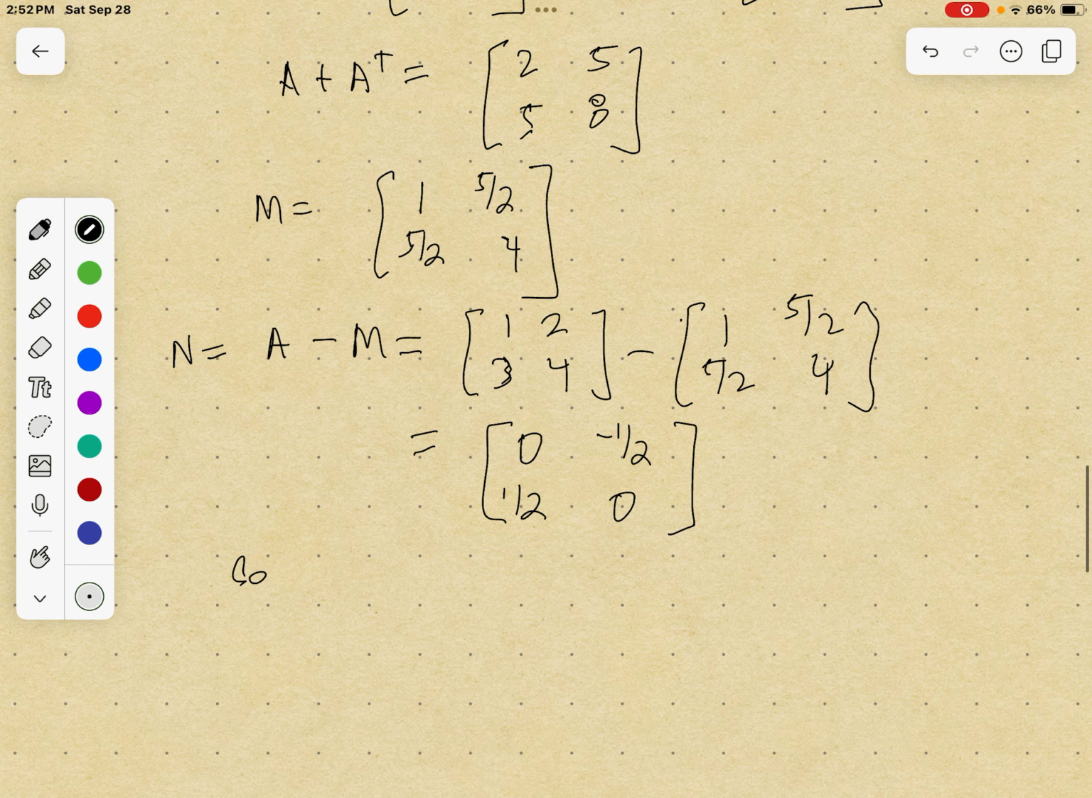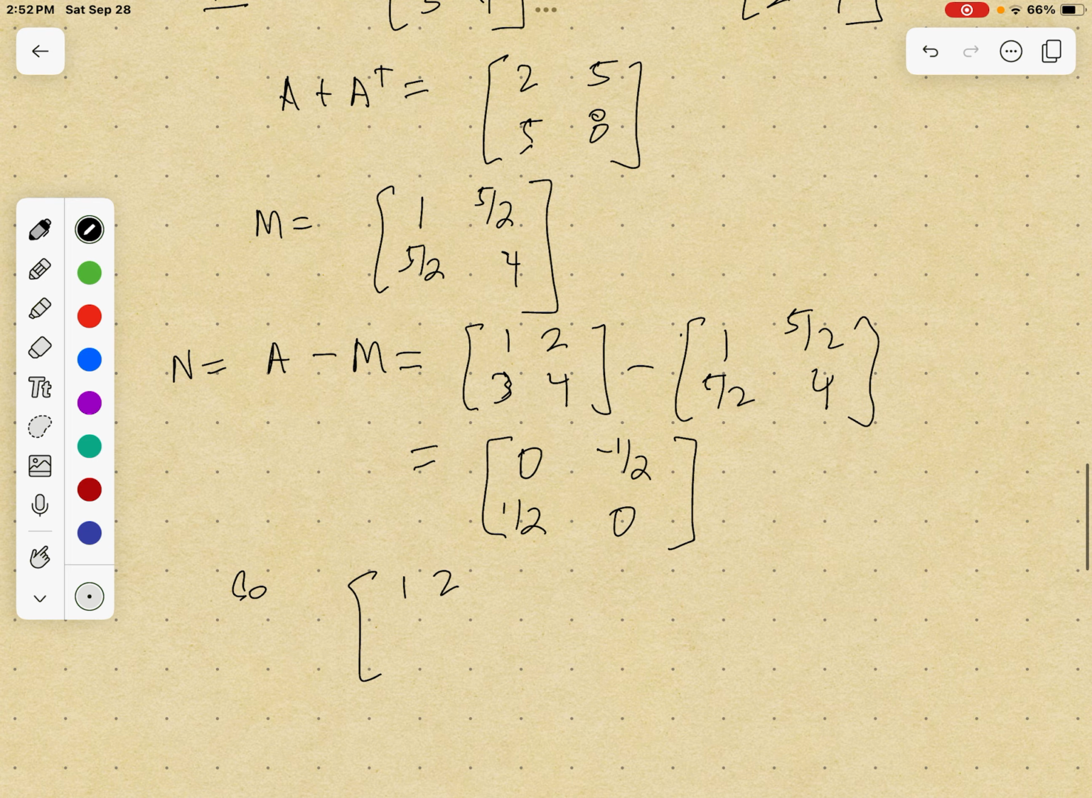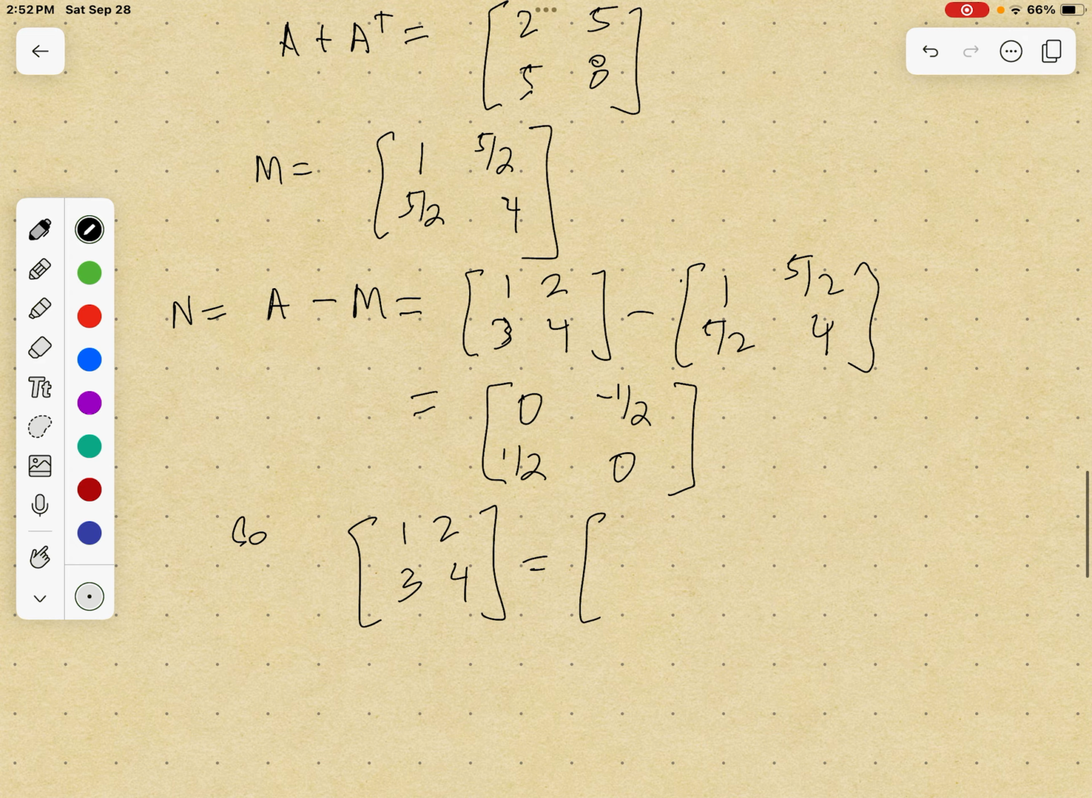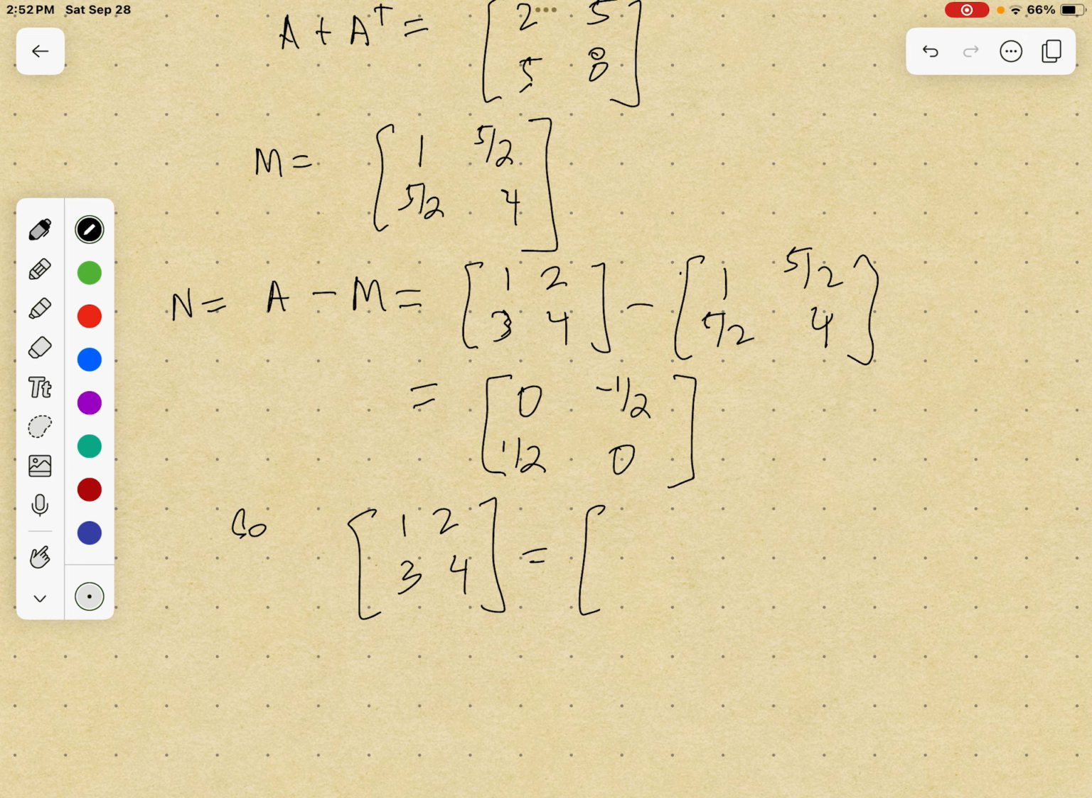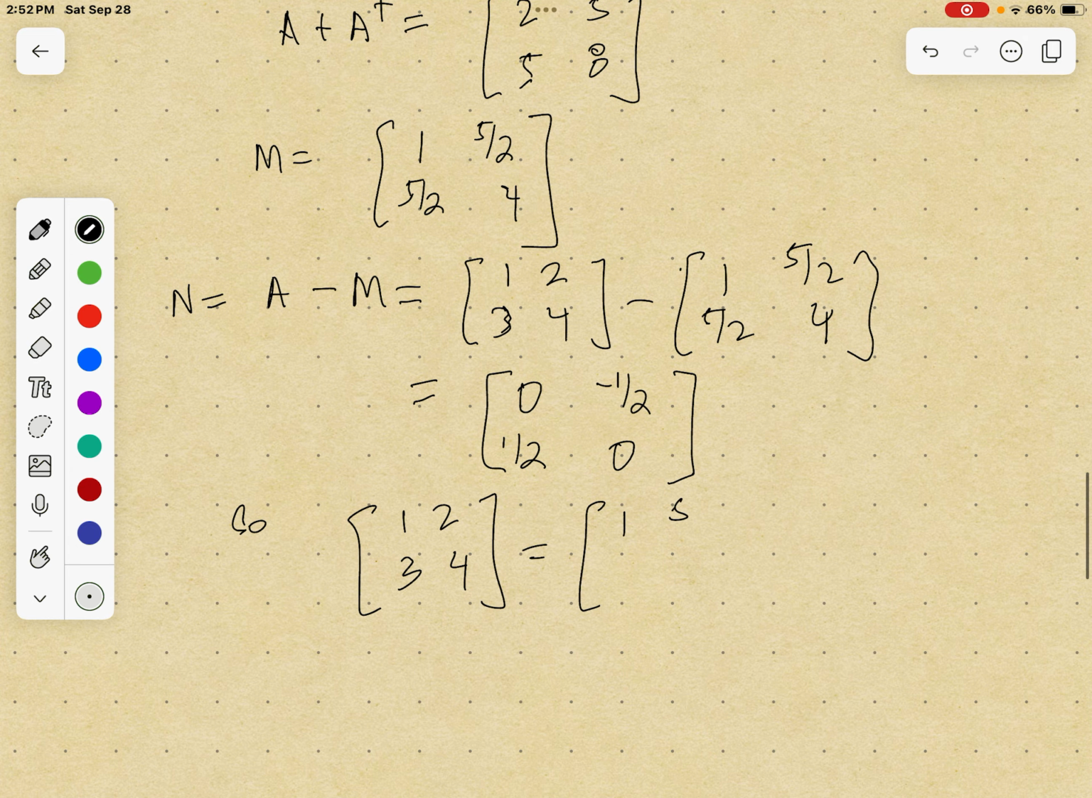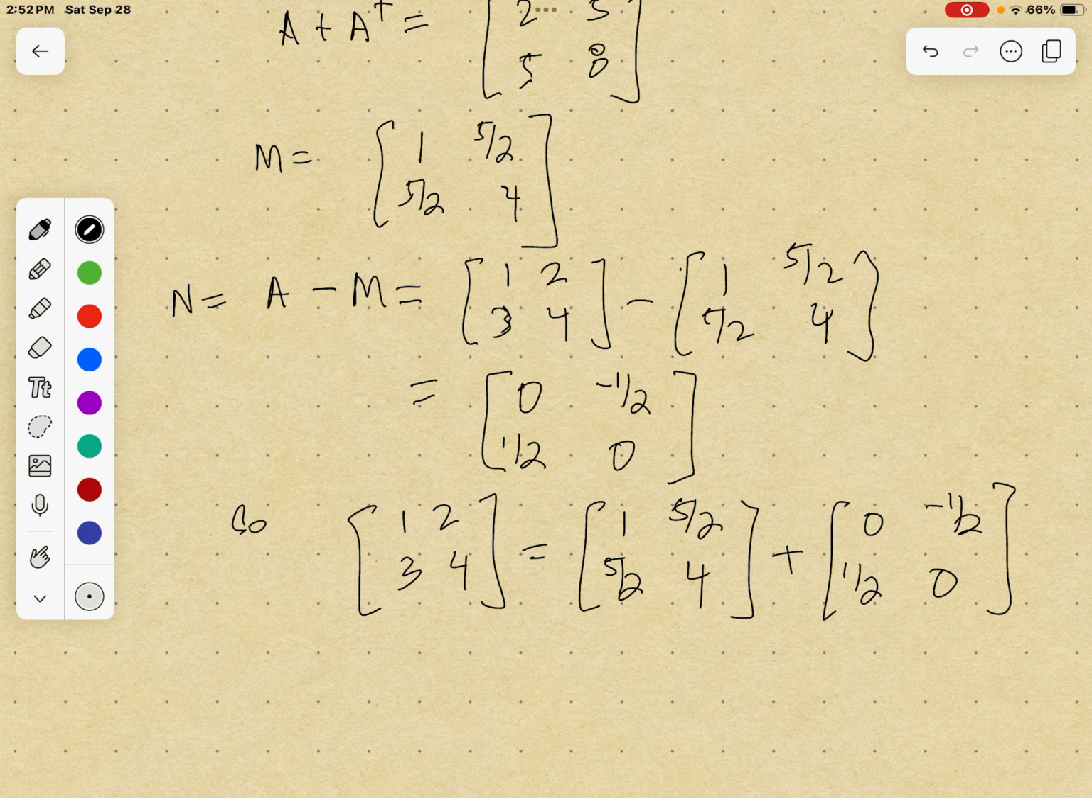So we have A, which is 1, 2, 3, 4, equals, the unique decomposition into a sum of symmetric and skew-symmetric matrices is 1, 5/2, 5/2, 4, plus 0, negative 1/2, 1/2, 0. Yeah, it all checks out. That's A, that's M, and that's N.